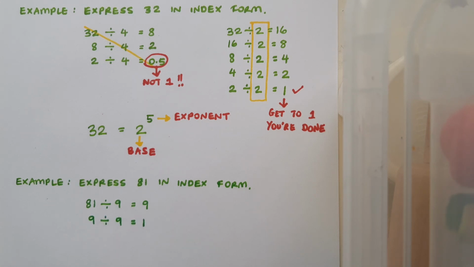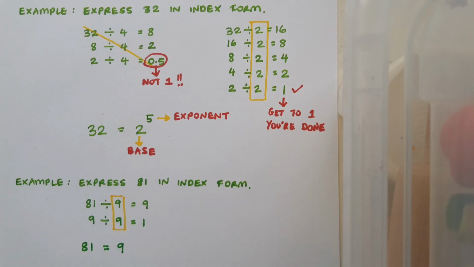Okay, this looks good. I got to 1, I'm done. And now I want to write 81 in index form. So 81 is equal to, my base is 9 and my exponent is 2. With some numbers like 81, there's more than one correct answer.